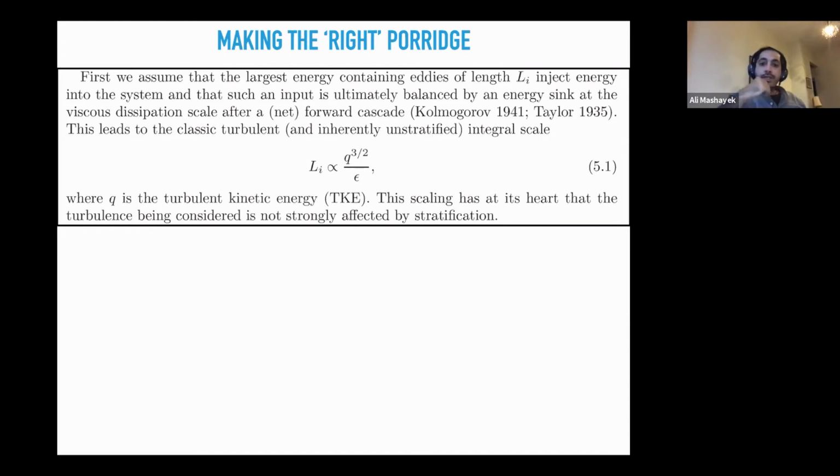The first thing I'm going to use is just the assumption that there is an inertial subrange, a forward cascade of energy. Going back to Kolmogorov and Taylor, the idea is that you have some largest eddies that contain the energy, and then there is a forward cascade of energy all the way to very small eddies, at which dissipation due to viscosity becomes dominant and takes the energy out of the system. If you make that assumption, you can easily, based on dimensional arguments, come up with this equation, which says that the largest eddies that inject energy into your turbulence are proportional to turbulent kinetic energy to this power divided by rate of dissipation of kinetic energy. So that's the first assumption.